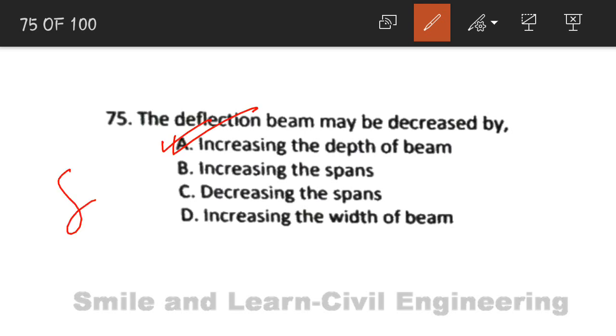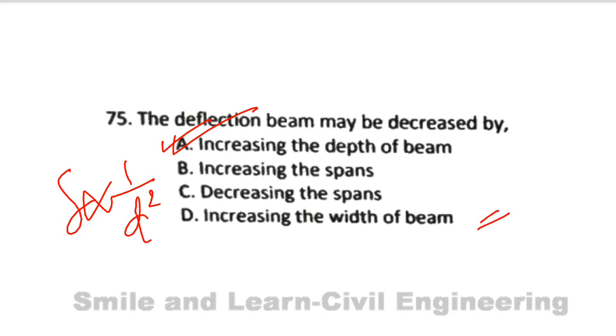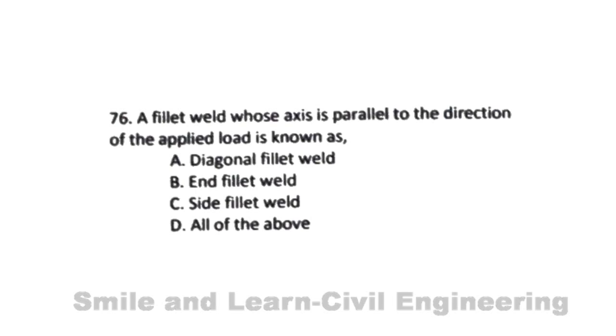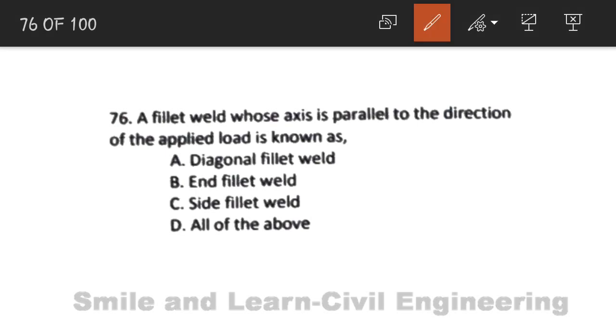Okay, because deflection is proportional to 1 by d, but 1 by d square, but increasing the width also, this is also correct, option D. Okay, check it once again. Next question, a fillet weld whose axis is parallel to direction of the applied load is called a side fillet weld, and if its axis is perpendicular, then it is end fillet weld.